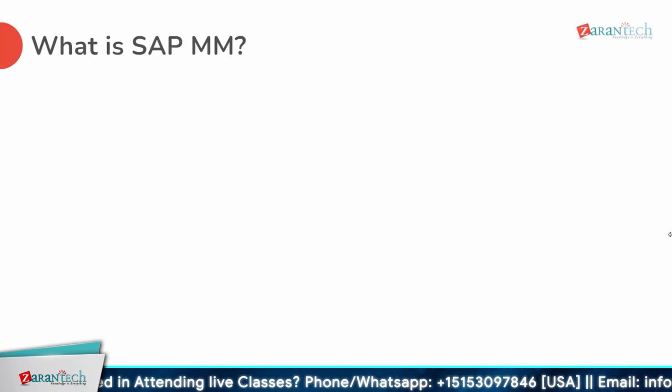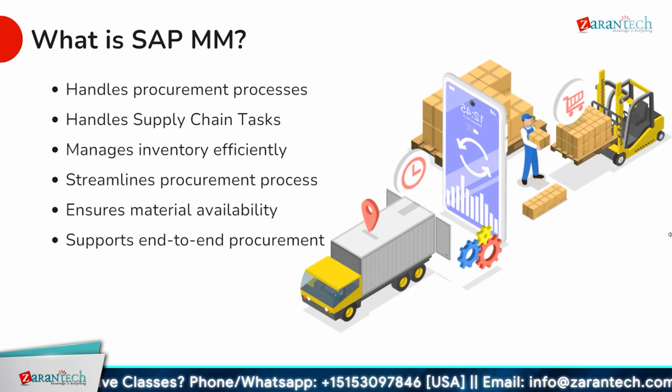Now moving ahead, let us try to understand what exactly is SAP MM. SAP Material Management or SAP MM is a core module in the SAP ERP system that handles procurement processes and supply chain tasks. It provides organizations with the tools and functionalities to manage their inventory effectively, streamline the procurement process, and ensure the availability of materials when and where they are needed.